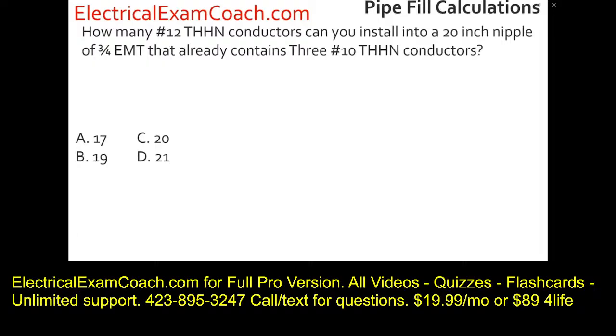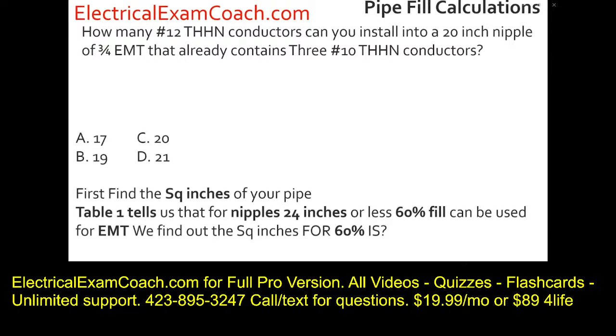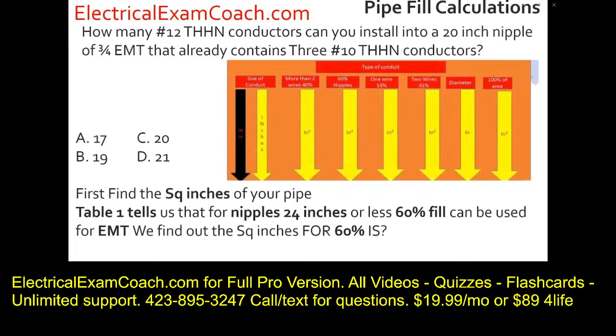How many number 12 THHN conductors can you install into a 20-inch nipple of EMT that already contains 3 number 10 THHN conductors? First, we're going to find the square inches of our pipe. We found out previously that Table 1 tells us for nipples that are 24 inches or less, we are going to use the 60% fill when using EMT. So to find out what the 60% is, we'll head to Chapter 9, Table 4.